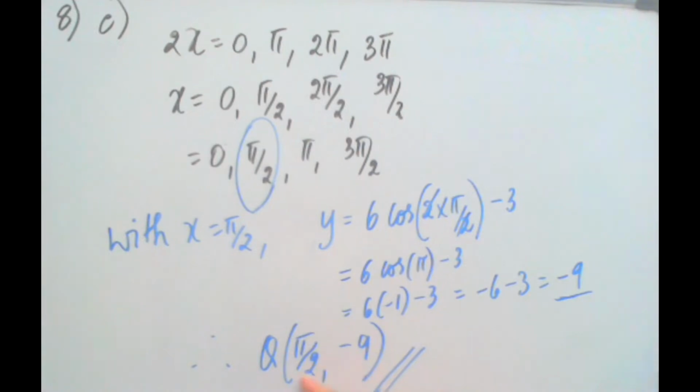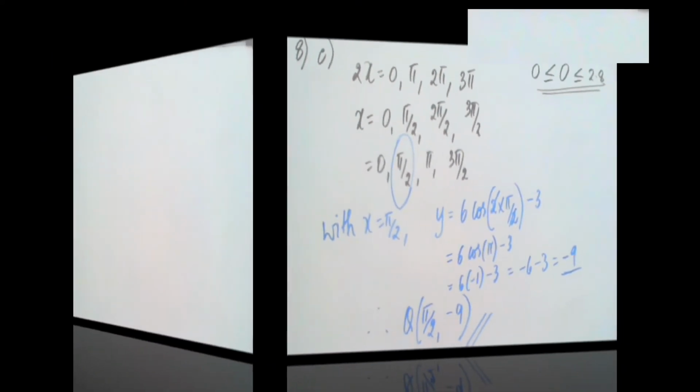So verify: pi by 2 is to the right of P, yes. Minus 9 is on the negative side of y, that is also right. So always, if there is a chance to verify your answer, please do. So that is the answer for 8C.